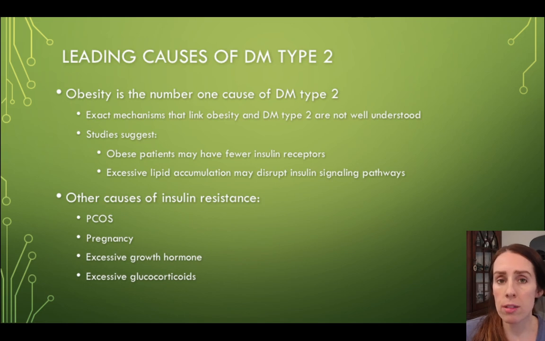There are some other causes of insulin resistance. You have polycystic ovarian syndrome, pregnancy, excessive growth hormone, and excessive glucocorticoids.